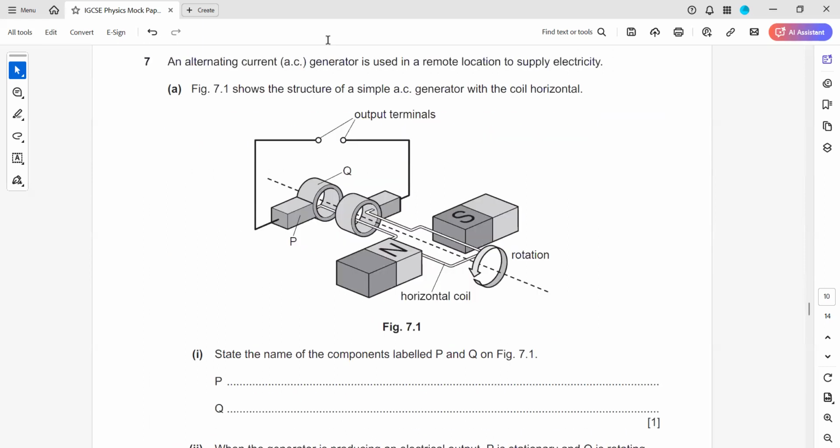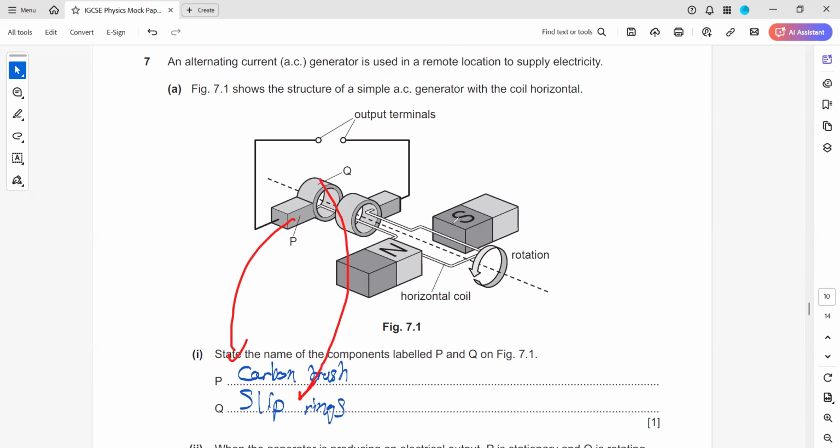Here, this is an AC generator we have discussed in Set 1 as well. As you can see, slip rings, carbon brushes, permanent magnet. State the name of the component labelled P. So what do we call P? P is a carbon brush. Q is a slip ring, right? Yes, this is a carbon brush and this is slip rings.